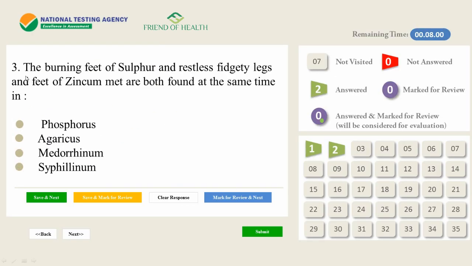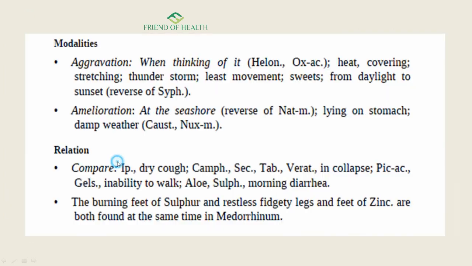The third question was, the burning feet of sulphur and restless fidgety legs and feet of Zincum met are both found at the same time in. So this is about medorrhinum. If you see the medorrhinum relationship, you can see the burning feet of sulphur and restless fidgety legs and feet of Zincum are both found at the same time in medorrhinum. So the exact line is made as a question. So there will be some lines in the end of the relationship part, in between the relationship part, very small single lines like symptoms, etc. You should give these enough importance.